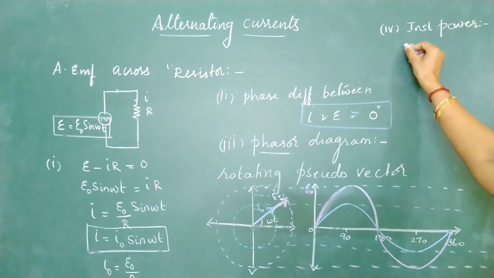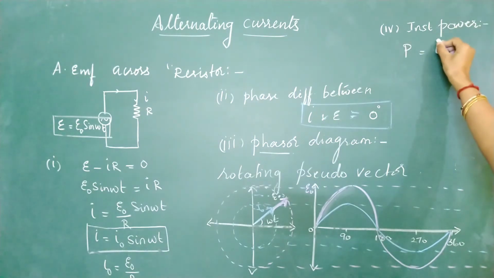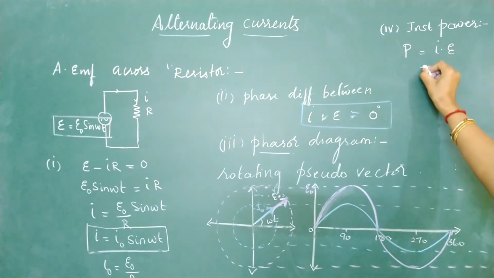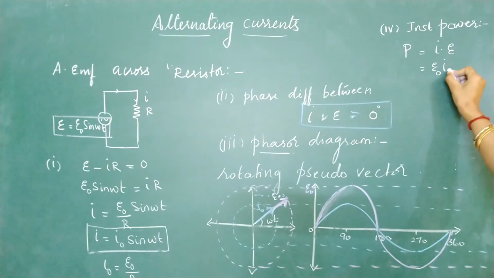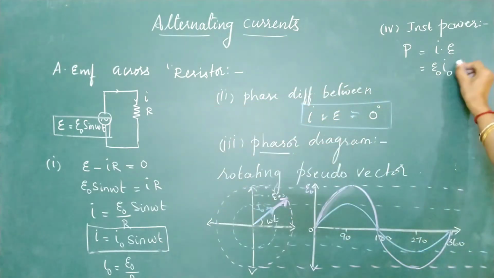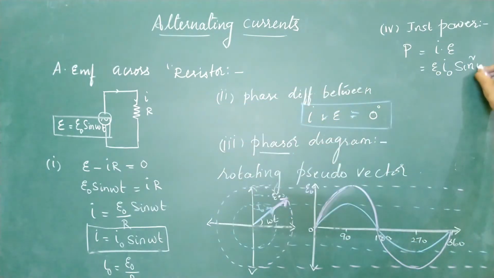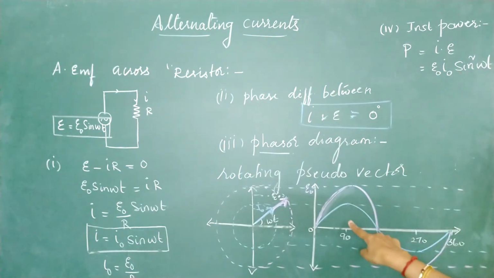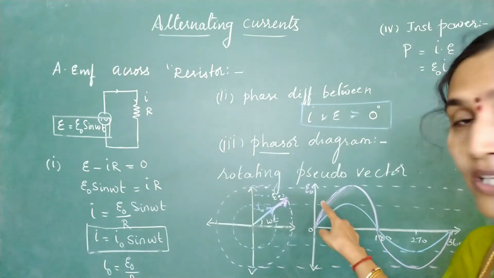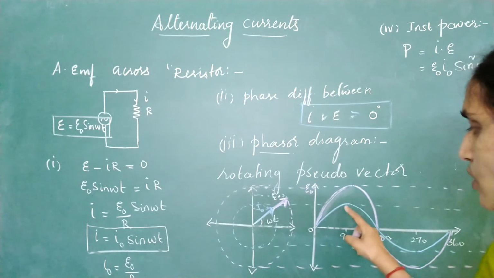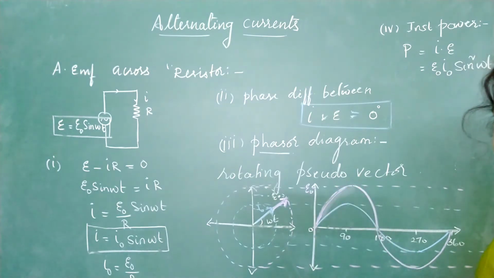Power at any instant of time is I into E or E into I, whatever you write. It is E naught, I naught, sin omega t into sin omega t, it will be sin square omega t. Now you can plot this graph also in this particular phasor. See, power is the product of EMF into current. Current is also increasing, EMF is also increasing.